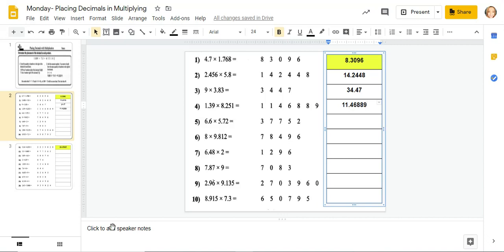Okay, that's it for your tutorial. I hope you understand where to put your decimal when you're multiplying with decimals.